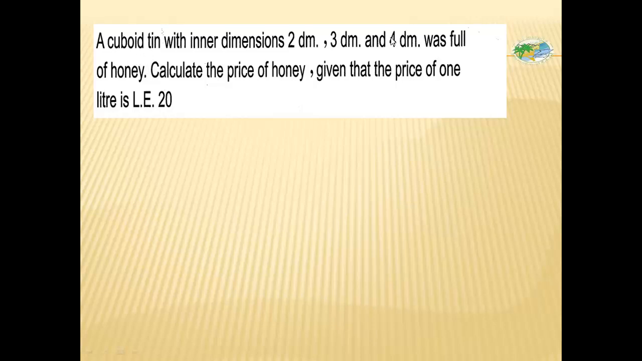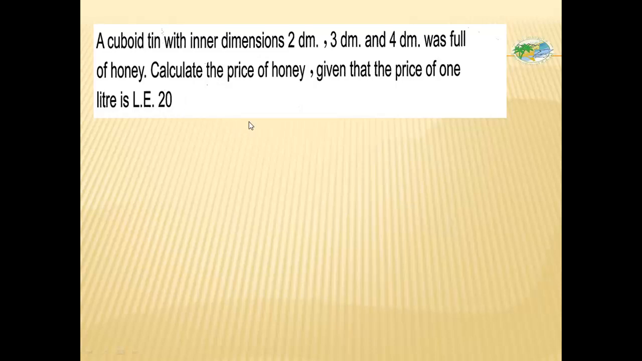The dimensions of the cuboid are 2 decimeter, 3 decimeter and 4 decimeter. It was full of honey, calculate the price of honey, given that the price of 1 liter is 20 pounds. This is a very important question in primary 6. Okay, let's go. How can we calculate the volume of the cuboid? The same steps for finding the volume of a cuboid. This is the first and important step for these questions.